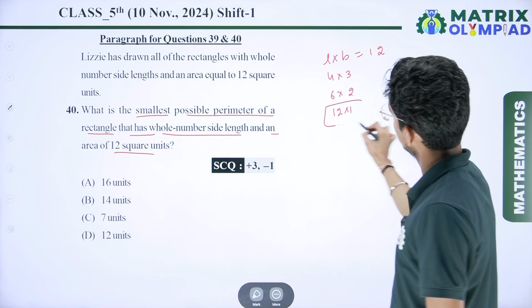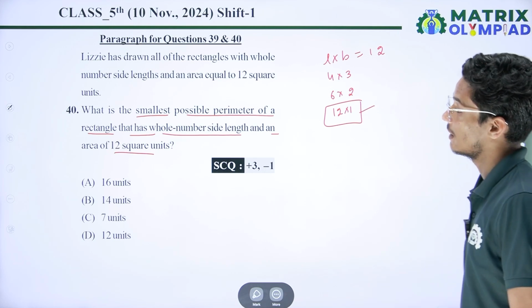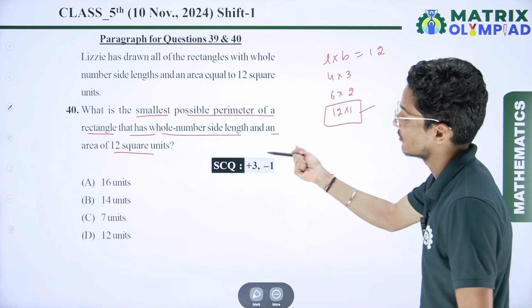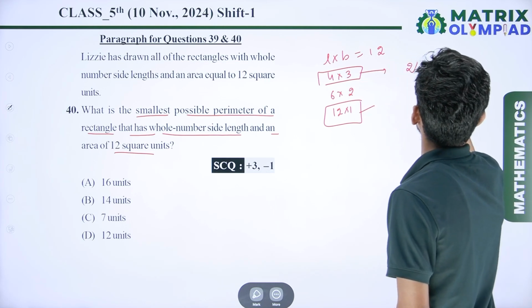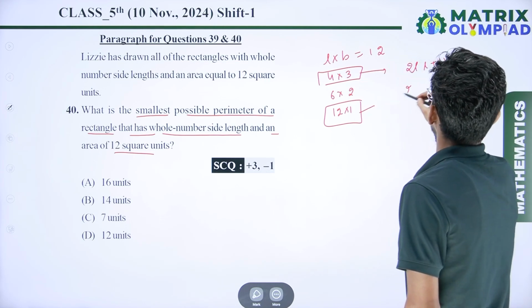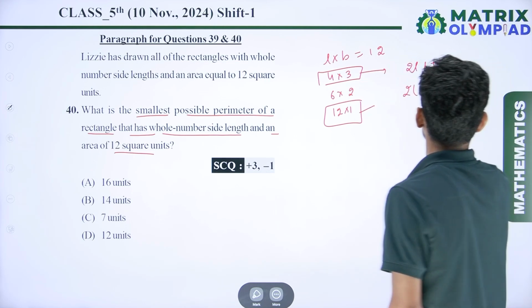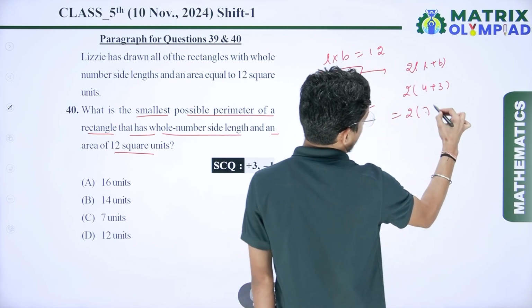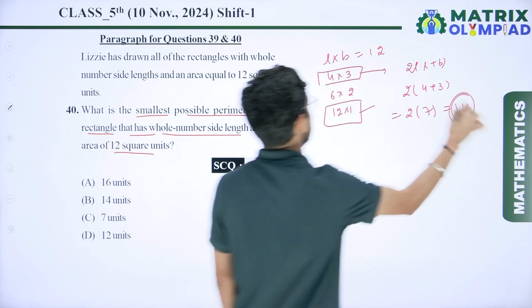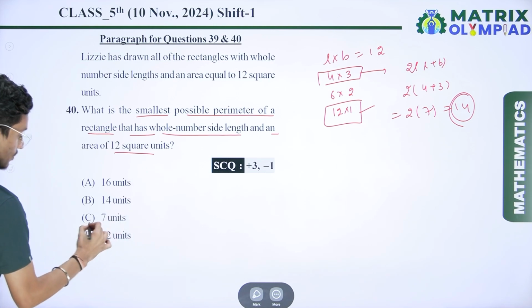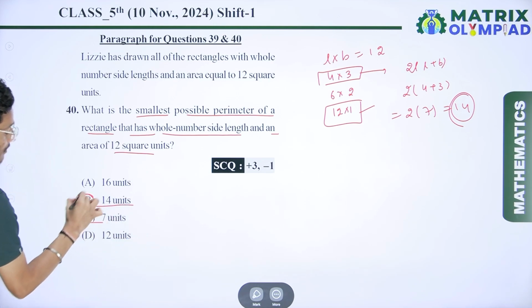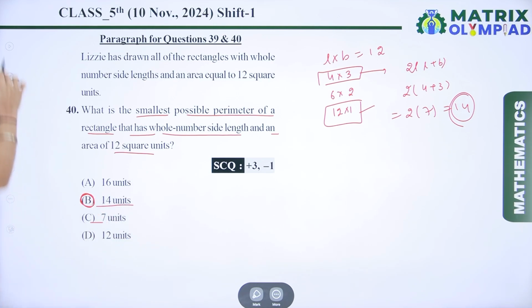But if I take this one, we find the largest possible perimeter, but we have to find the smallest possible perimeter. So for the smallest possible perimeter, I can write 2 bracket length plus breadth, so 2 bracket 4 plus 3. If I add here, I get 7, and 7 twos are 14. That is the smallest possible perimeter. So where is 14? Here option 1B is the correct answer.